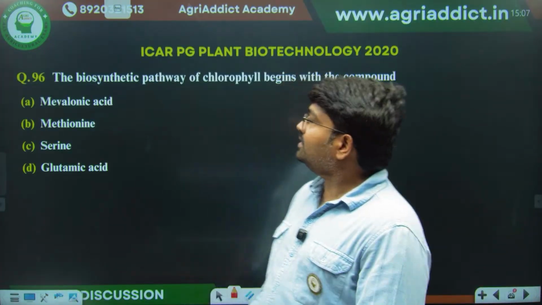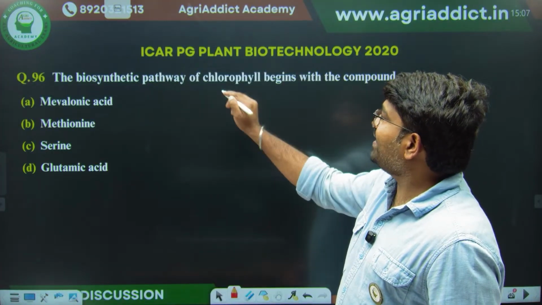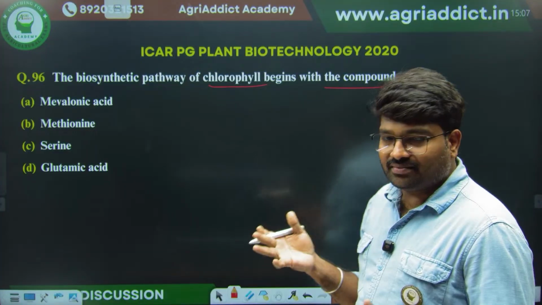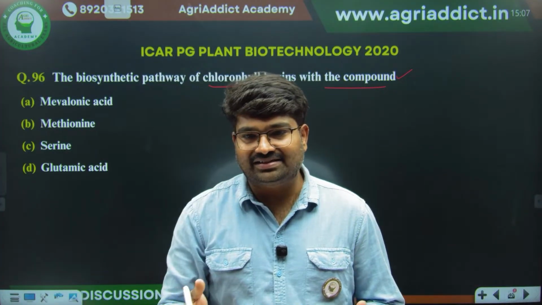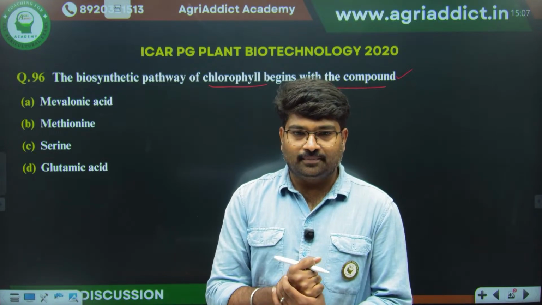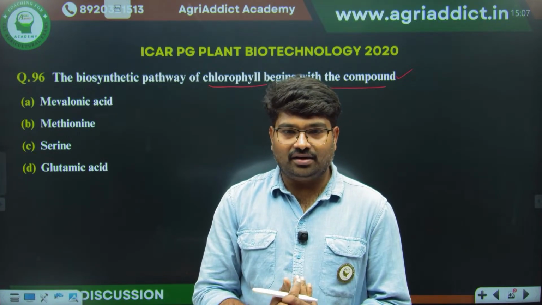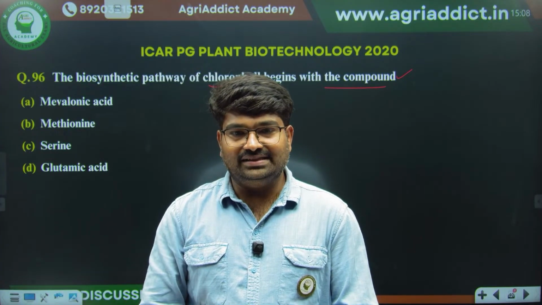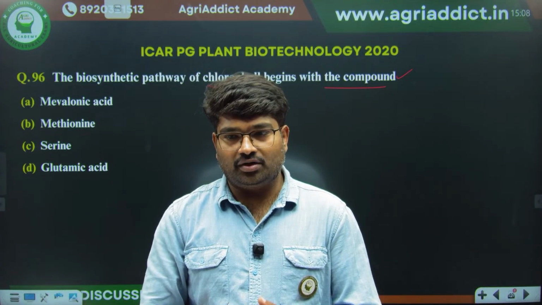Next question. The biosynthetic pathway of chlorophyll begins with the compound. That means indirectly they are asking what is the precursor for chlorophyll biosynthesis. Malonic acid, methionine, serine and glutamic acid. What will be the answer?